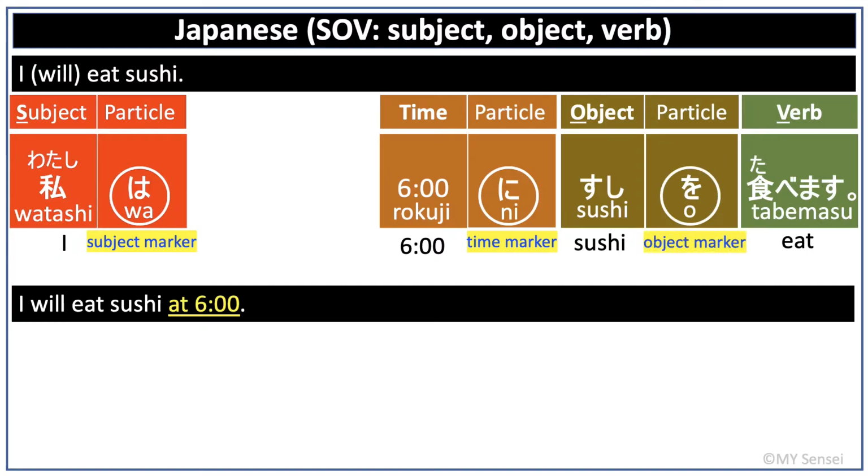O is an object marker. It appears after sushi, which is the object of the sentence.